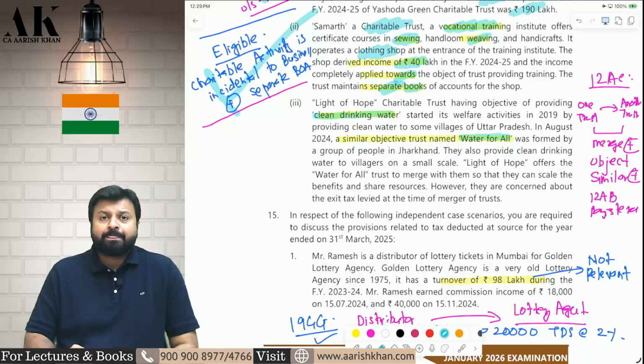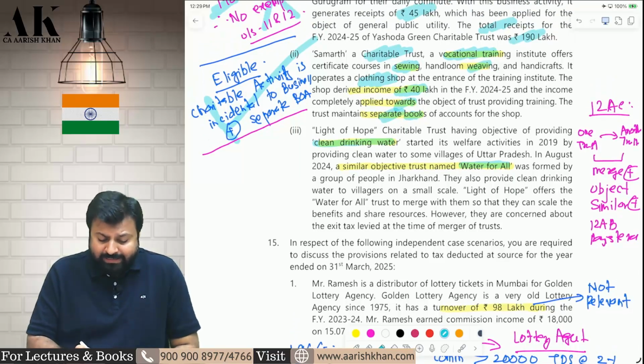Next question. There are 2 charitable trusts. One is engaged in clean drinking water. Another is engaged in water for all.